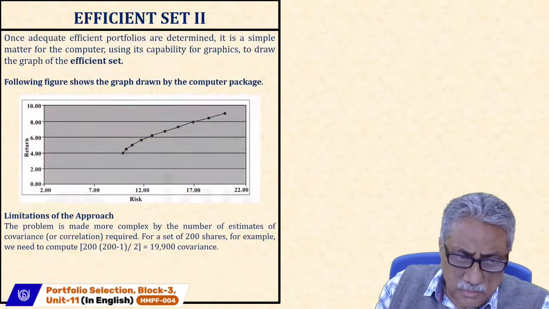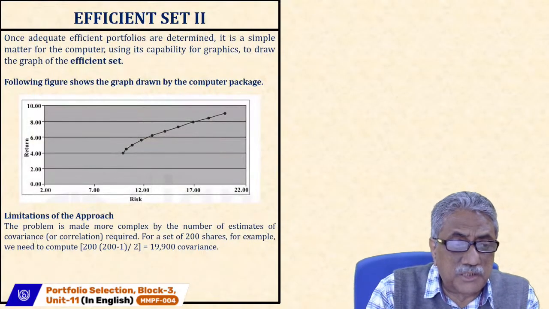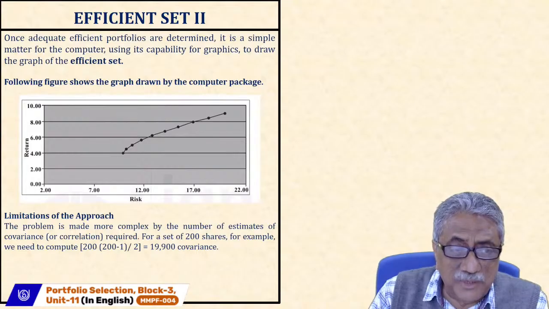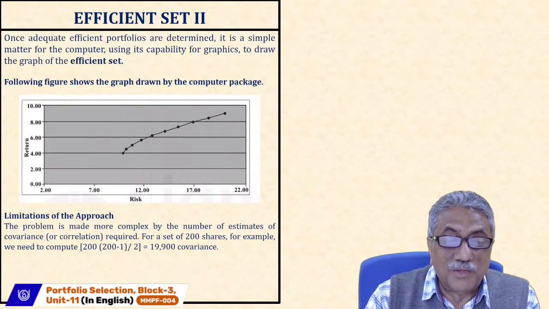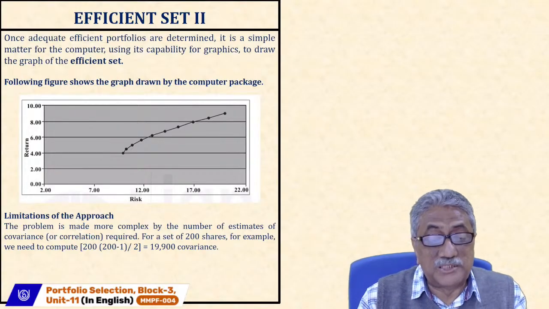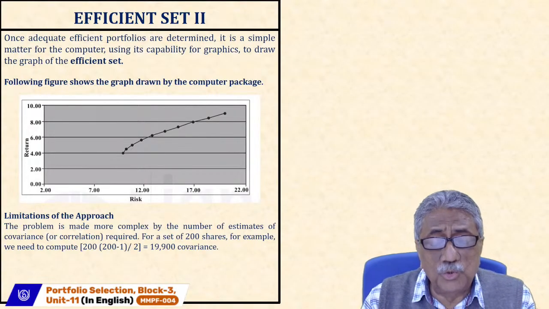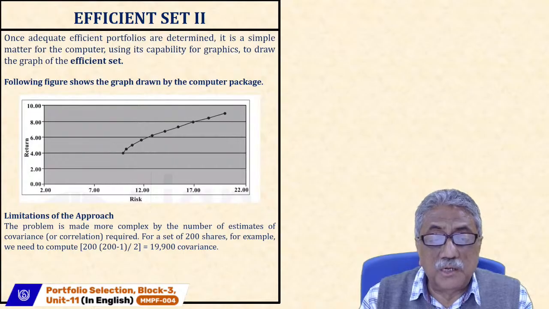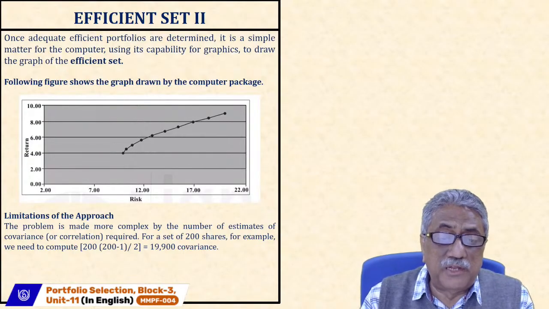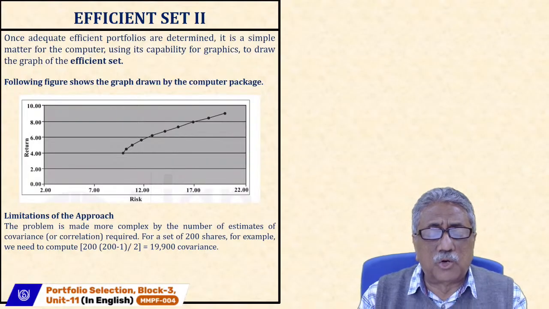Now Markowitz is a very learned person, he has told it. So the question is the limitation of this approach. The problem is made more complex by the number of estimates of covariance or correlation required. I was telling you, let us take NSE 200 or BSE 200. If you want to choose out of that, you have to do calculation with 200 shares. To compute that, you will need 19,900 variance calculations.